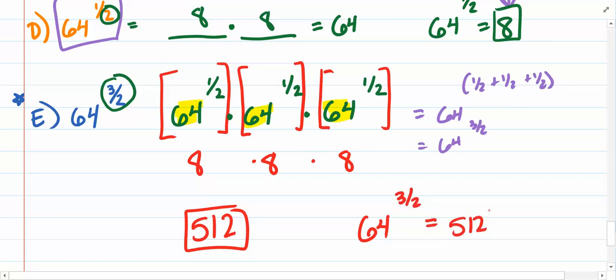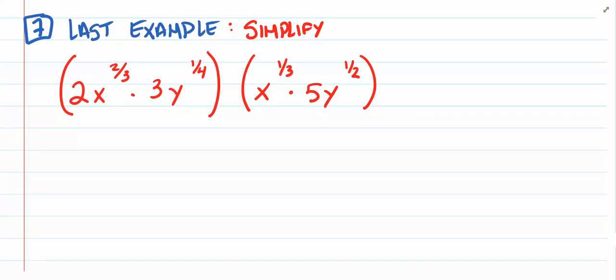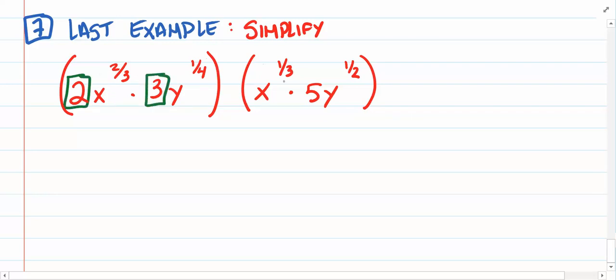That's a tough one to do. Okay, and number 7, this is our last example. We want to simplify this monster right here. The first thing we want to do is multiply all of the numbers we have together. So I have a 2 times a 3 times a 5. Notice everything is being multiplied together here. So we're going to do 2 times 3 times 5. I'm going to group all of my numbers together.